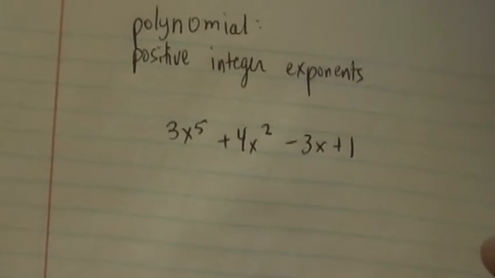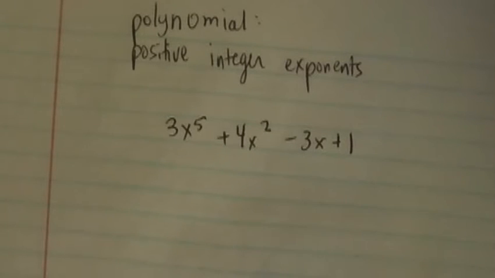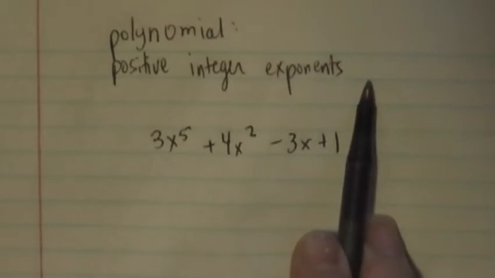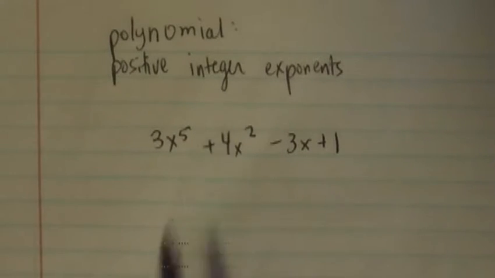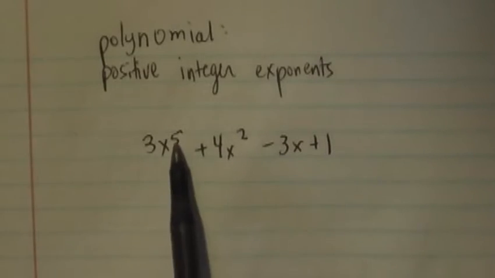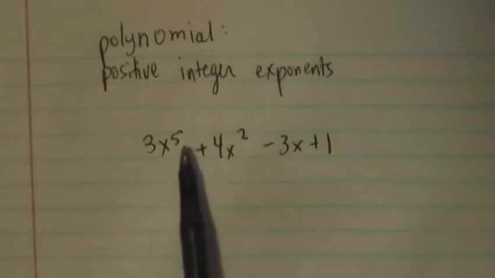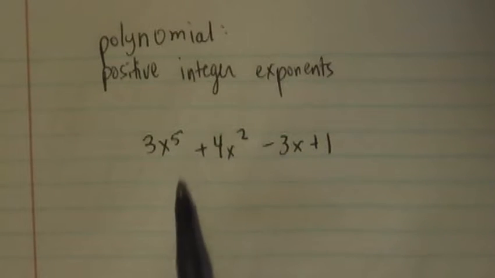Now we need to talk about what a polynomial is. A polynomial is any expression or equation that has positive integer exponents. An integer is just -1, -2, -3, but we want only positives, so we start at 0, 1, 2, 3, 4. So here, for example, all of the exponents on our variables are positive integers. There are no decimals, there are no fractions.